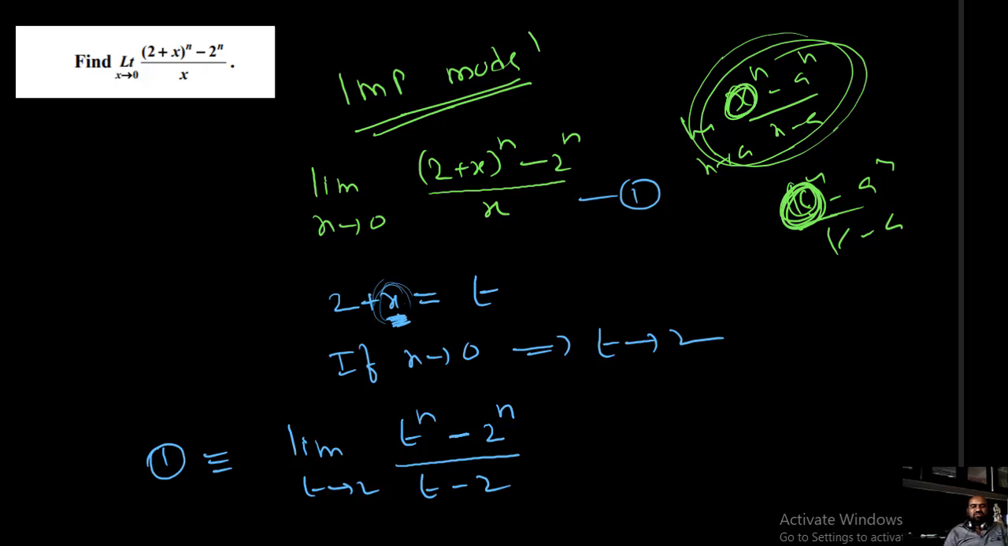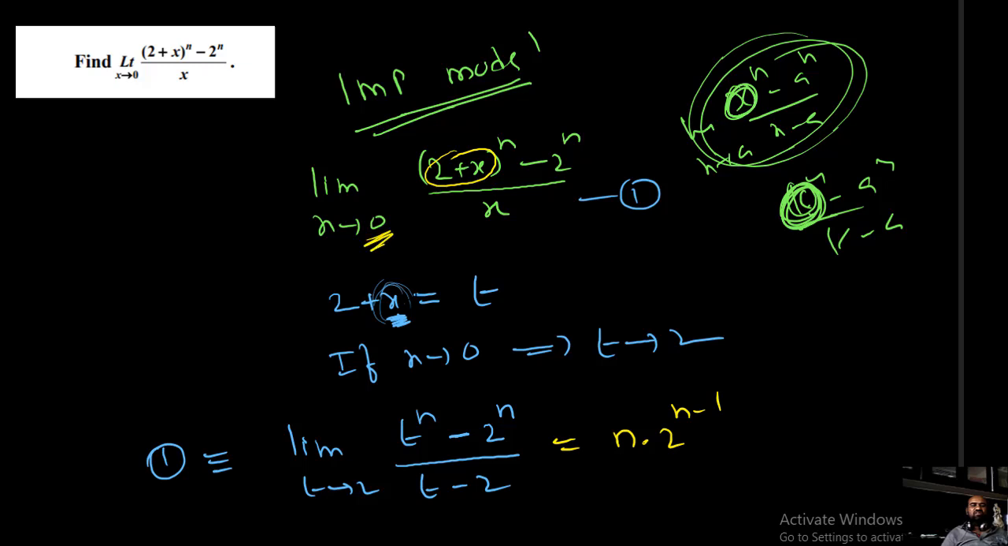Students, observe, this is directly in the form of x power n minus a power n by x minus a. So now I can say this is equal to n into 2 power n minus 1. This is the answer for the problem. Very, very important. What I did is just take 2 plus x as t.